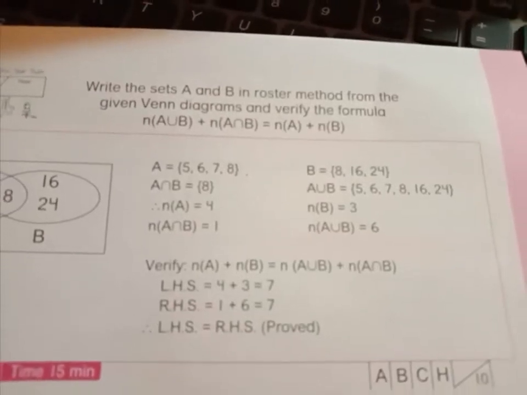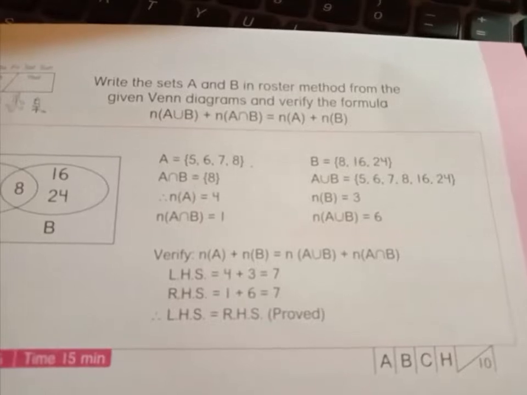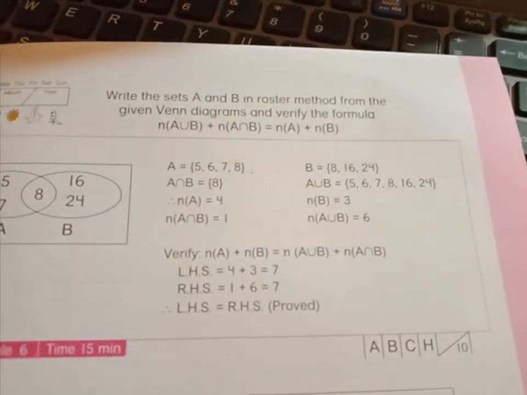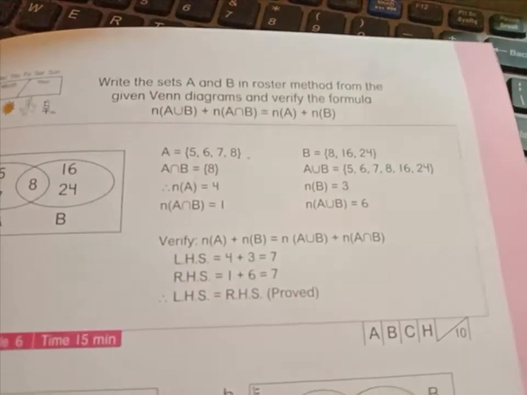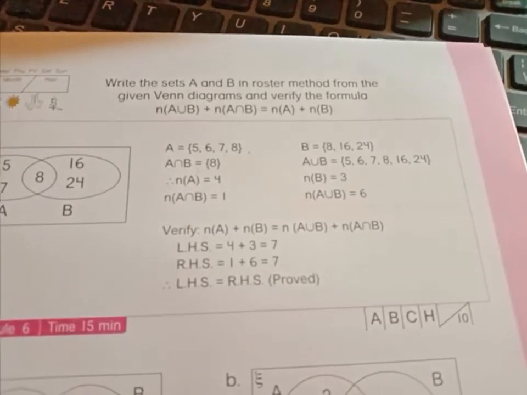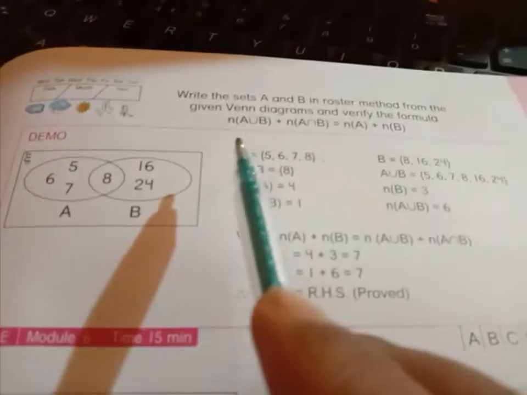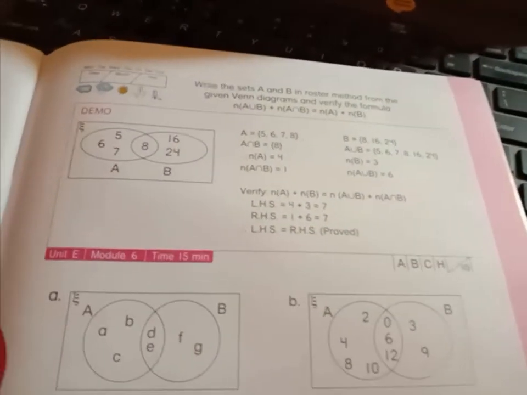Write the sets A and B in Roster method from the given Venn diagrams and verify the formula: number of elements in A union B plus number of elements in A intersection B equals number of elements in set A plus number of elements in set B. Now, this is a formula that you will have to remember, okay? This is called union. Let me explain again.